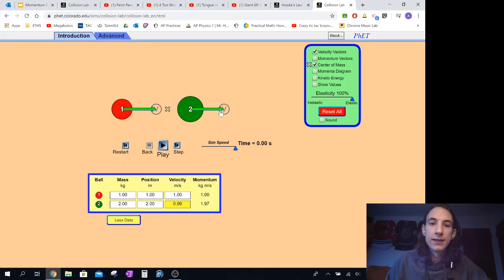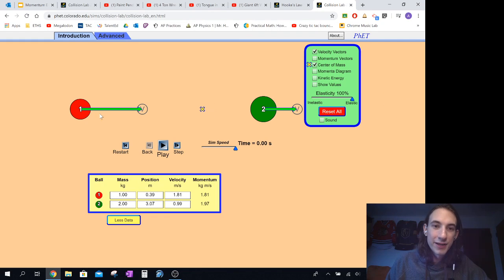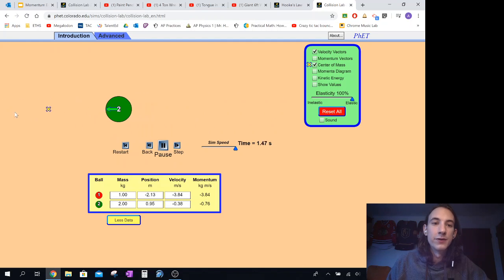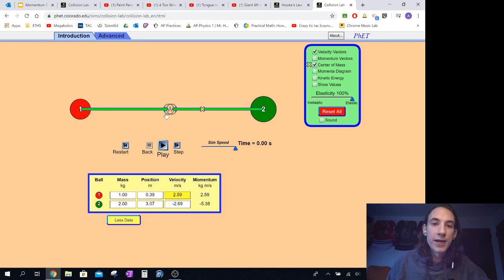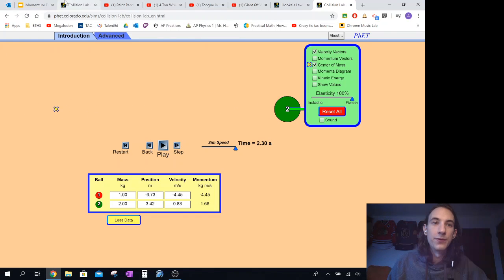That's an idea that the College Board wants us to know. Saying one more time, the velocity of the center of mass before and after a collision is always going to be constant. It's always going to move with a constant velocity. The velocity of the center of mass is going to be constant before and after a collision.